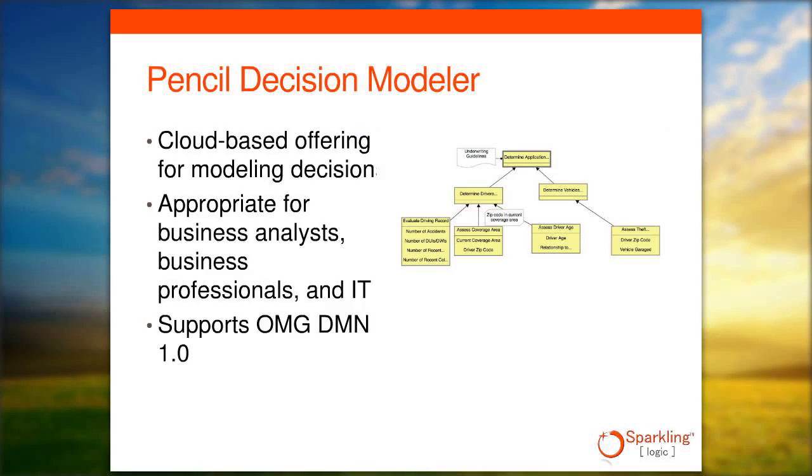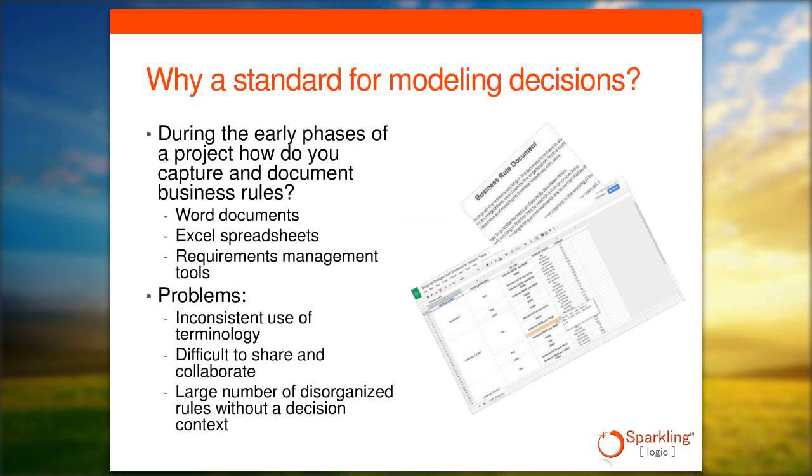Pencil Decision Modeler is a cloud-based offering that's specifically designed for capturing and modeling decisions. So those early phases in the life cycle of a project where you need to capture your business rules and structure your decision logic. And the tool is designed to be appropriate for business analysts, business professionals, and also for IT. And one of the unique things about the product is it supports a new standard by the OMG. It's version 1.0 of the standard called DMN, which stands for Decision Modeling Notation.